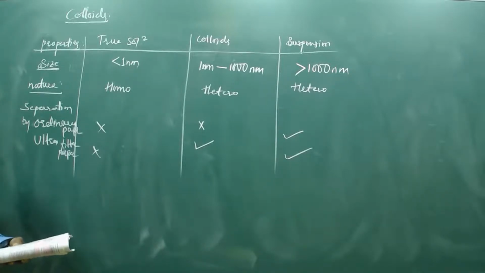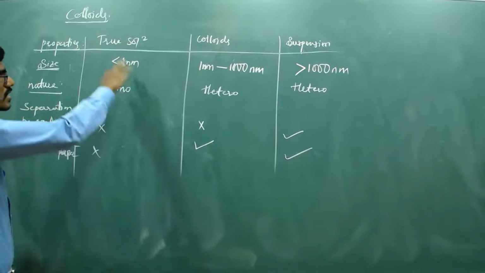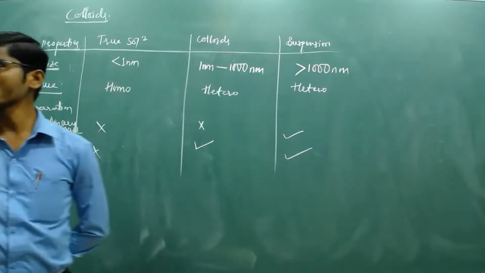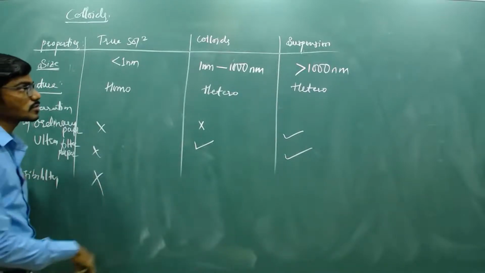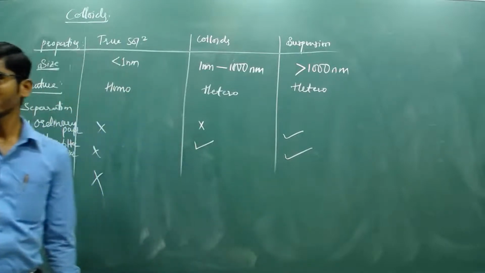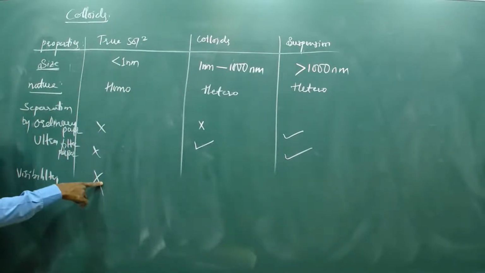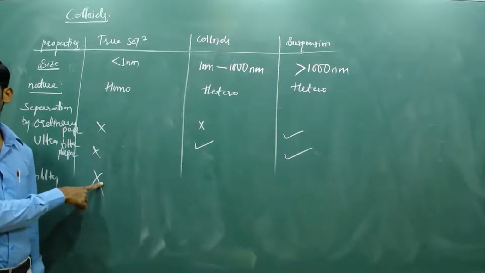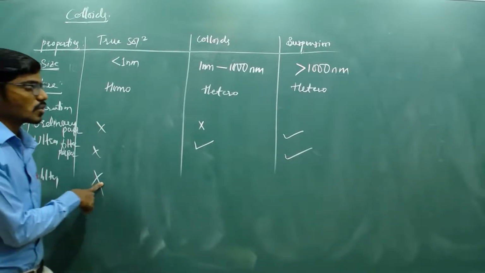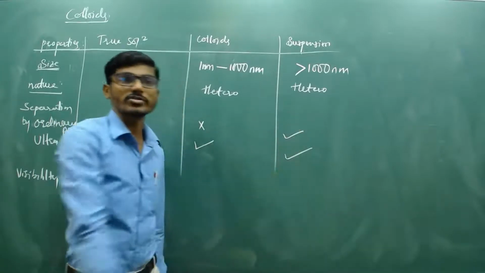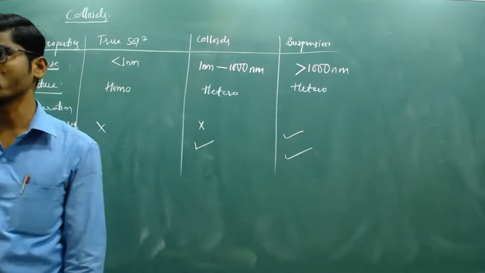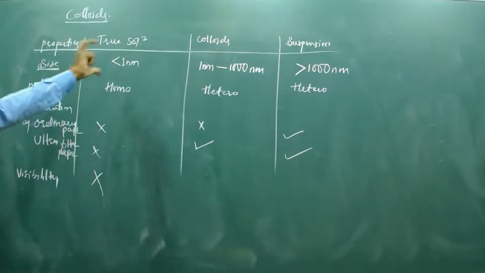Next, visibility. Are the particles visible in this case? In true solution, visibility is not possible, not even under an ultra microscope. Whereas colloids can be visible under an ultra microscope, and in suspension it is directly visible with naked eyes. So these are some of the properties of the solutions we have discussed.